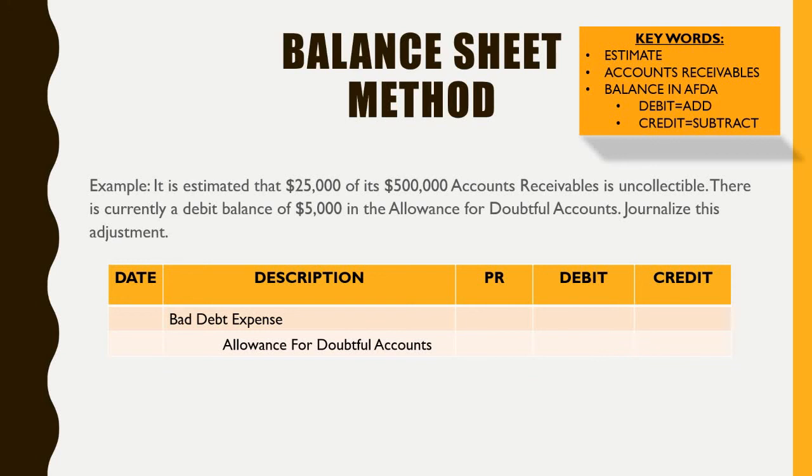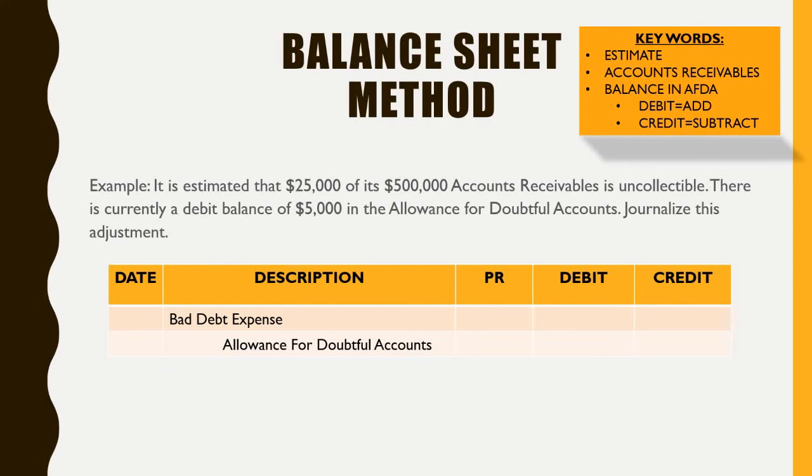Now the key word that you're going to look for is accounts receivable, because accounts receivable appears on the balance sheet. So I need to recognize that I'm taking an estimated amount from my accounts receivable. Then the third thing you're going to recognize is: is there a balance in my allowance for doubtful accounts? And if there is, what do I do? In this case, there is currently a debit balance of $5,000 in the allowance for doubtful accounts.